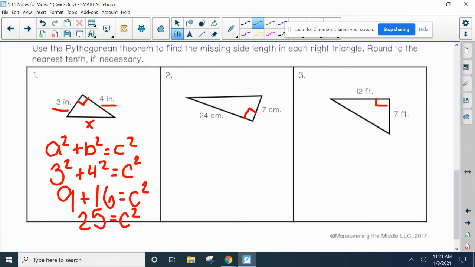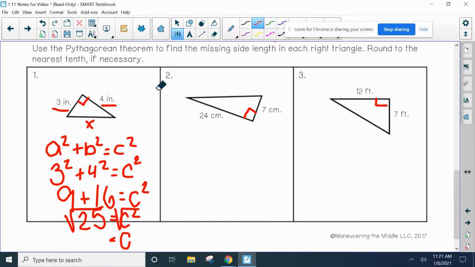So I don't want c squared. I want to know what c is. So once I get to the end of my equation, my last step is to get rid of that squared. So what I have to do is take the square root of both sides. Well, what times itself gives me c squared? C. So the square root of c squared is just c, which is what we're looking for. So once I have that square root of 25, I know what c is.